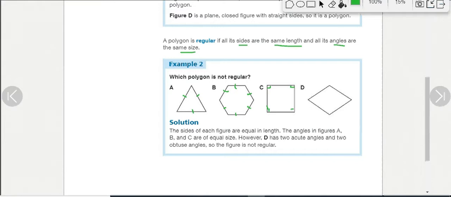Letter D must not be, though. Two acute angles. Two obtuse, right? These are clearly more than 90. These are clearly less than 90. That cannot be if it's regular. So that's how you could tell from sight.